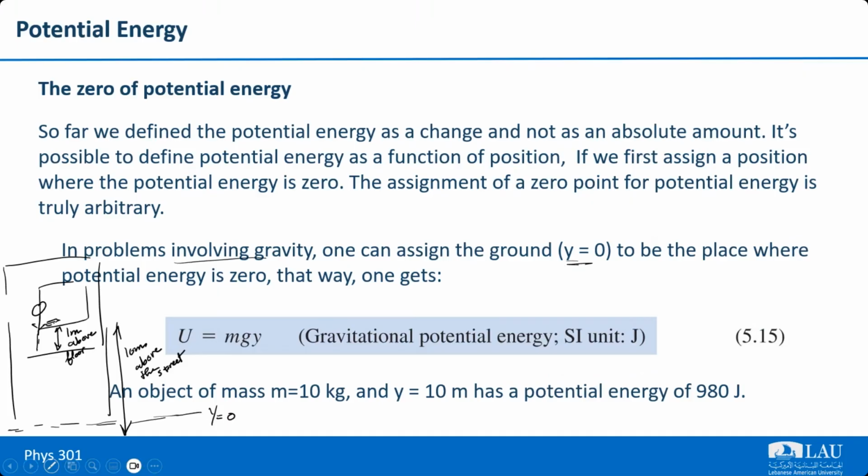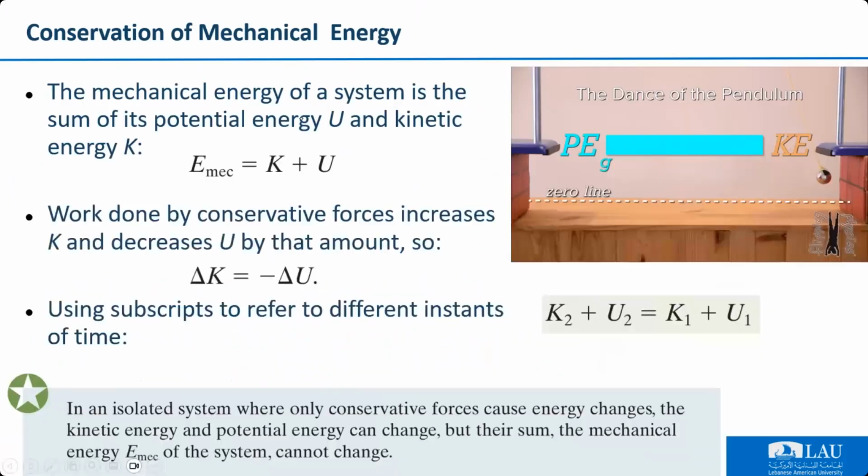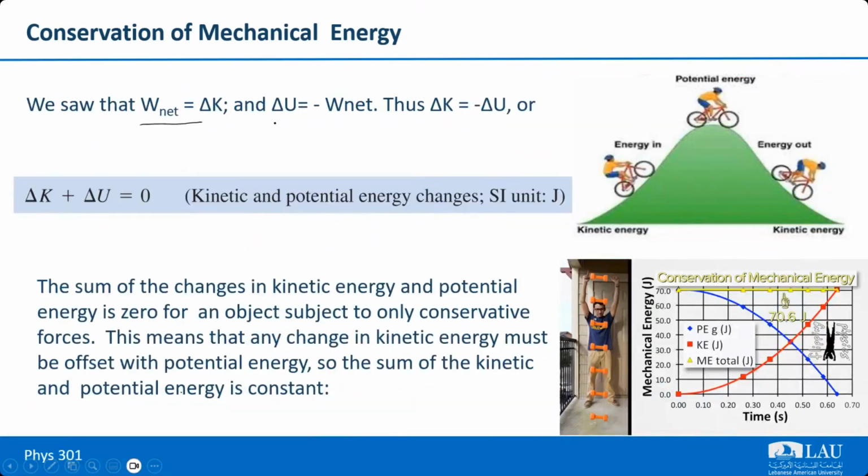We see that in problem solving, it's very useful and important to make sure to keep this reference. Now, I'm going to proceed with looking at our equations so far. We have the work energy theorem, which is W net equals delta K. We also defined delta U to be equal to minus W net.